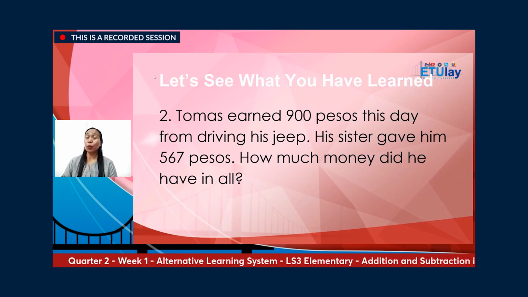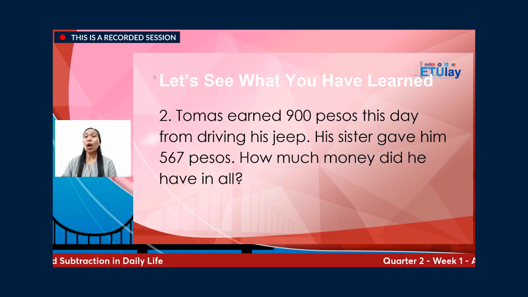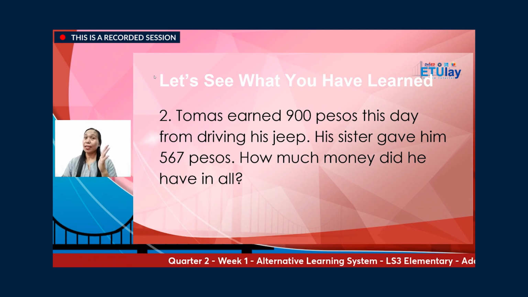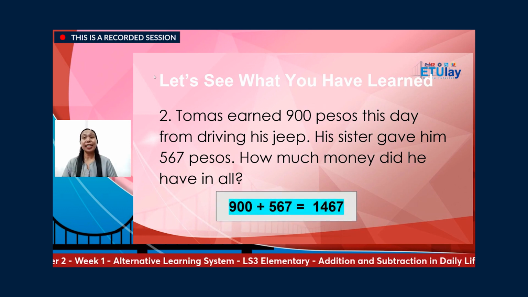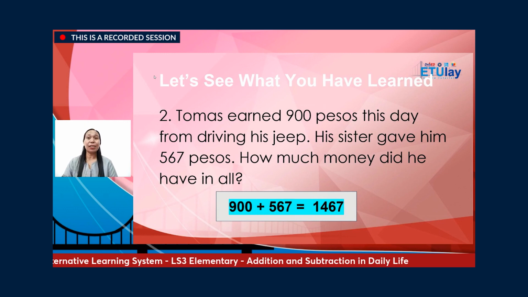Now, let's move on to number 2. Thomas earned 900 pesos this day from driving his jeep. His sister gave him 567 pesos. How much money did he have in all? Good job, learners. The answer is 900 plus 567 is equal to 1,467.